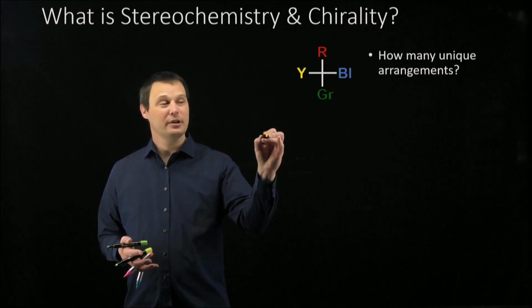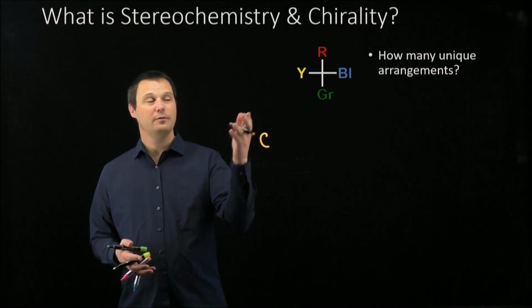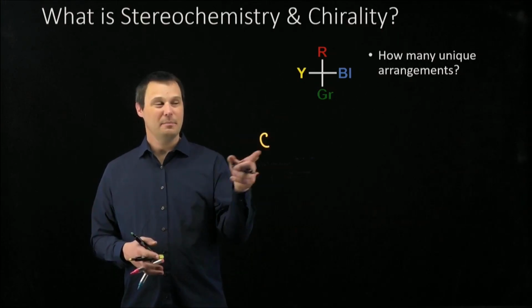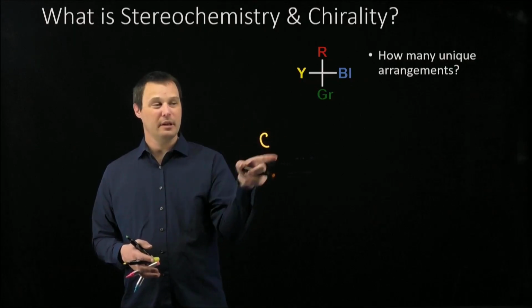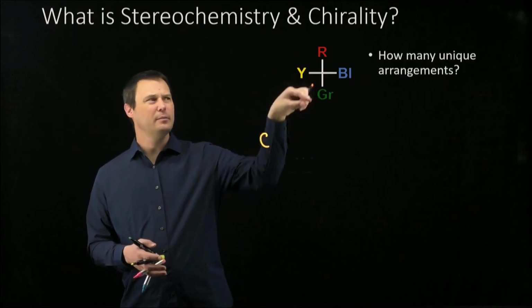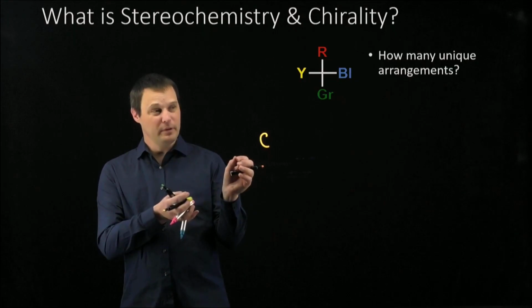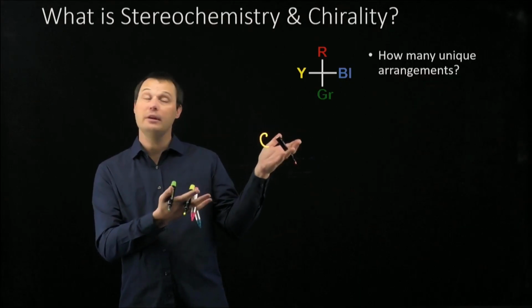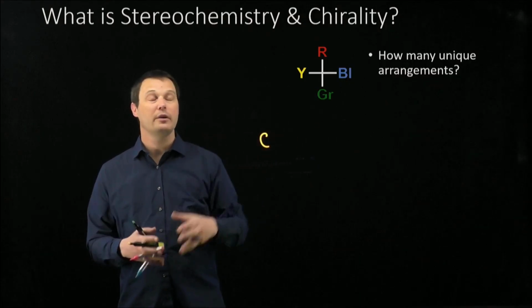Let's start by imagining a carbon atom. And that carbon atom has 4 different groups attached around it. Doesn't matter what element or how big or complicated those groups are, so let's just abstract them into 4 different colors. Before we build anything, did you stop and make a guess? How many unique arrangements of 4 different colors are there around a carbon atom?